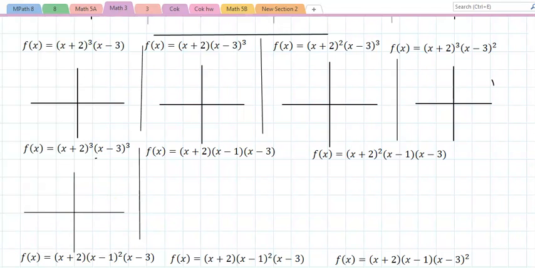Gotcha. Okay, so this is 0 at -2, at -1, -2. This is 0 at 3, 1, 2, 3. If I put in 0 for x, I will get 2 cubed, which is 8 times -3, -24.